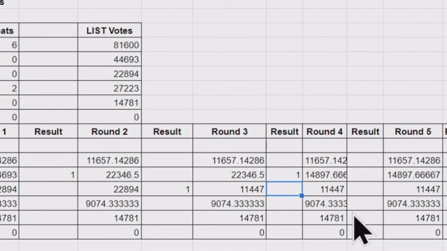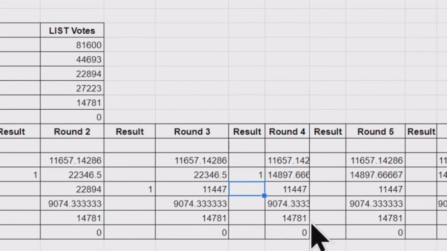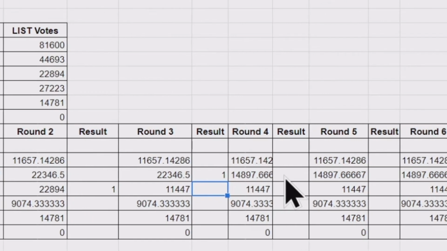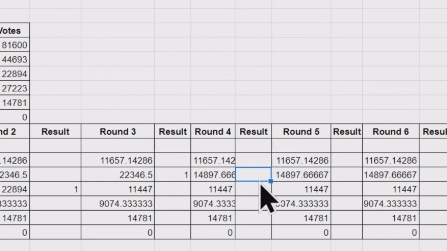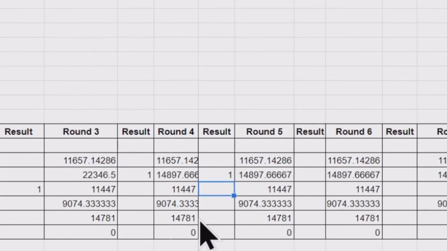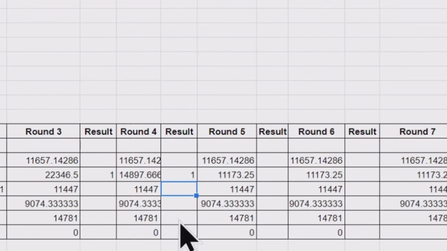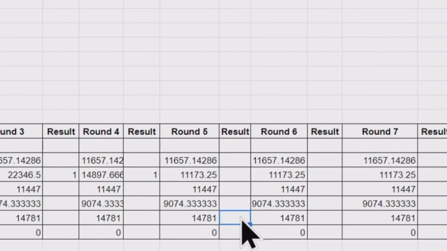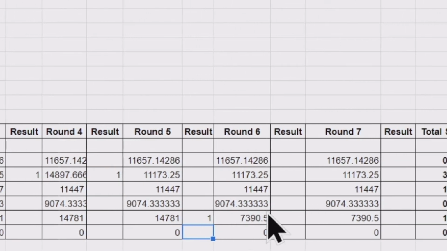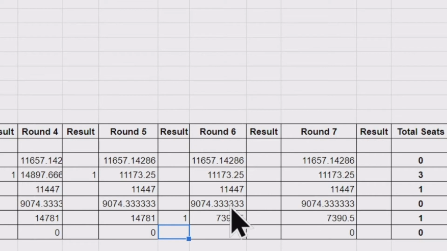And the next round, 14781, that will be the Tories again. And then it's the Greens. And then, oh, here we go. 11173, 11657. It is the SNP. Amazing.